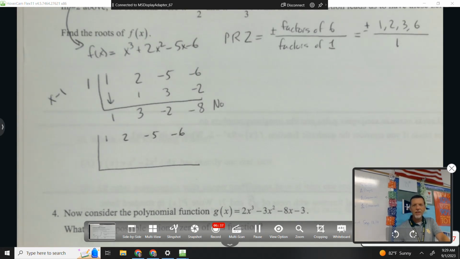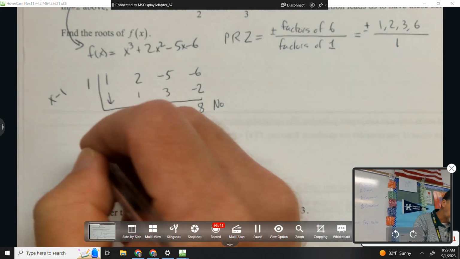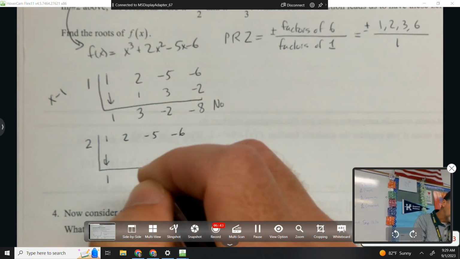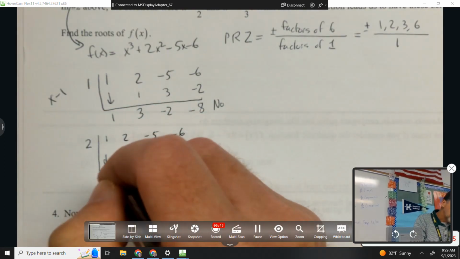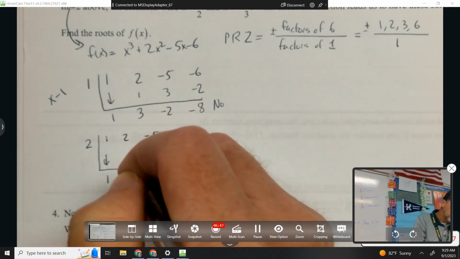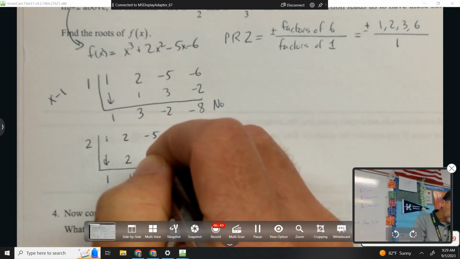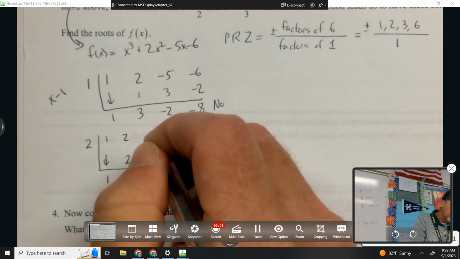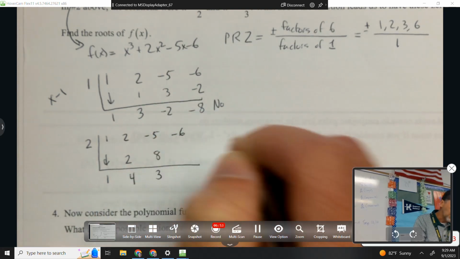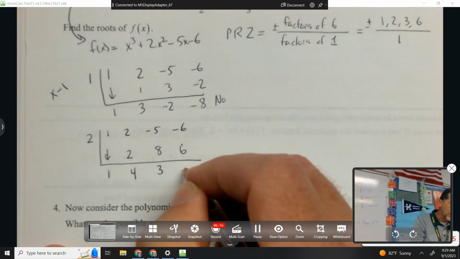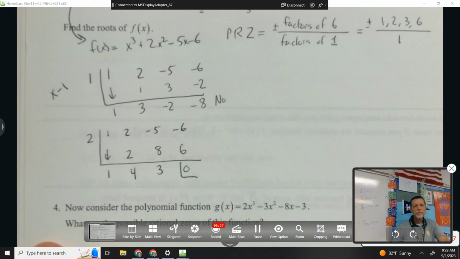What do you think we should guess? So plus 1 is out. I'll try 2. Okay. Bring down the 1. 1 times 2 is 2. 2 plus 2 is 4. 2 times 4 is 8. 8 minus 5 is 3. This is going to work. 2 times 3 is 6. So we get 0 at the end.